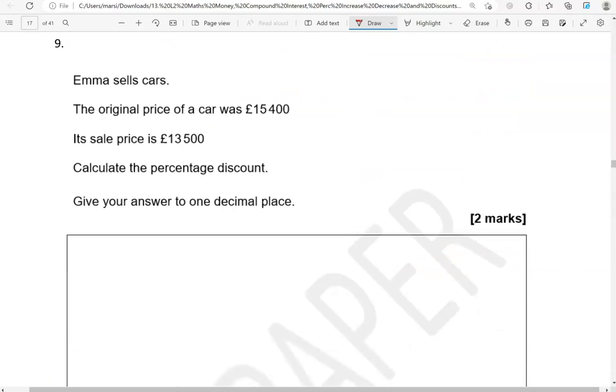Emma sells cars. The original price of a car was £15,400. Its sale price is £13,500. Calculate the percentage discount. Give your answer to one decimal place.